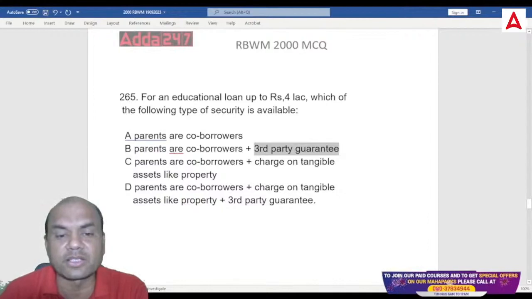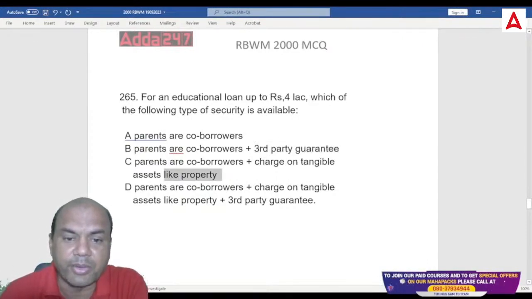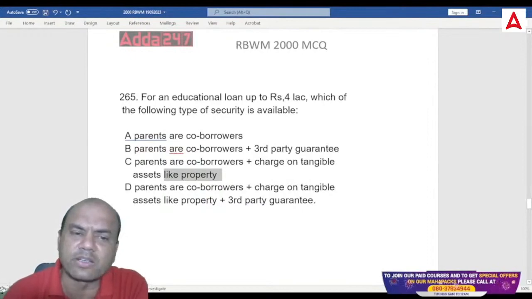Then parents as co-borrowers plus charge on tangible assets like property, house. Will you give a house as collateral for 4 lakhs? Is it? Parents as co-borrowers plus charge on tangible plus third party, all of this. So D is basically all of this.